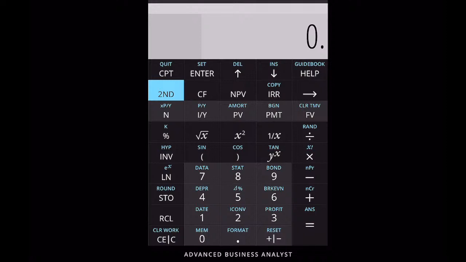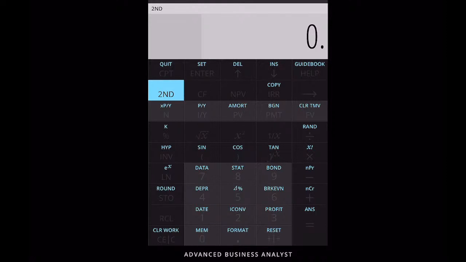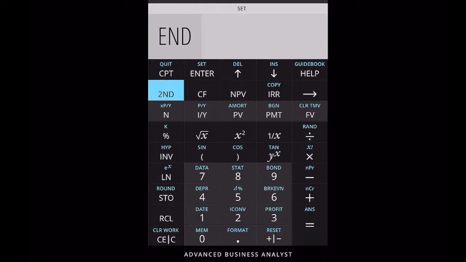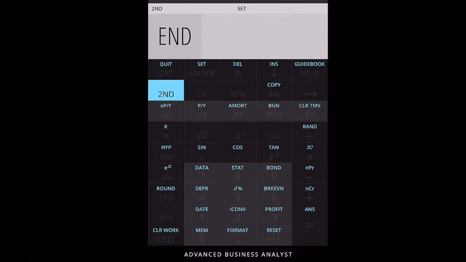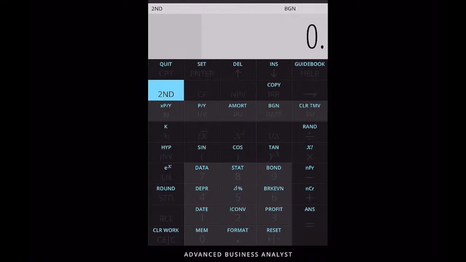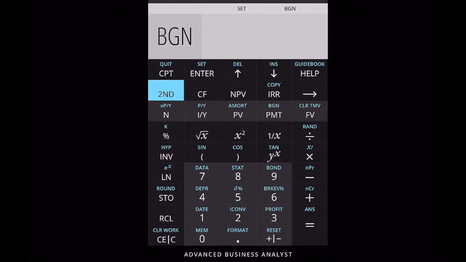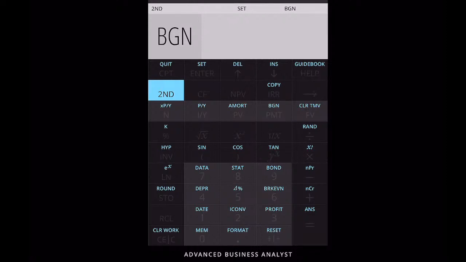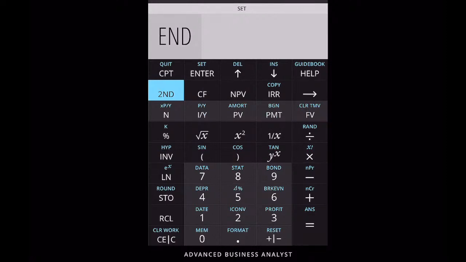Should I go slower, or is that okay? One more time. Second, begin, second, set. Clear the screen, but the BGN is still there. Let's get rid of it after we've solved our problem. Second, begin, second, set, and it's clear.